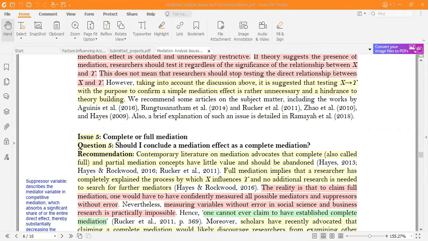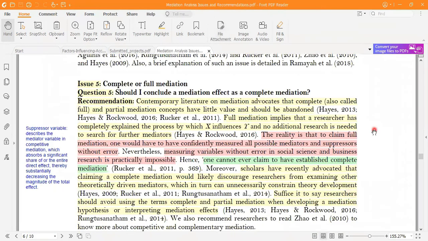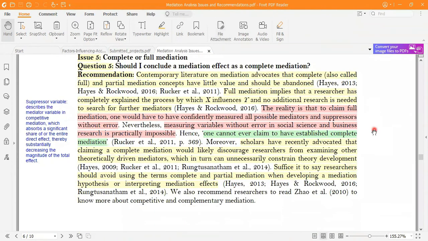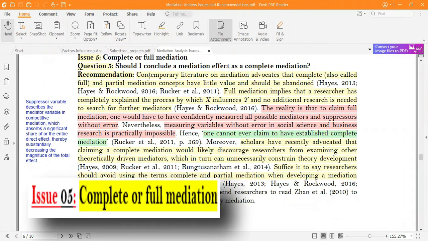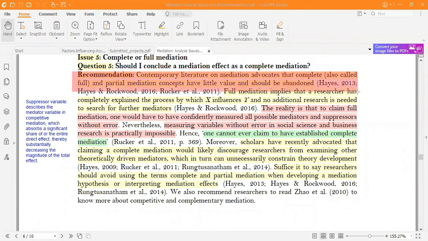Okay. And then we are coming down, and here we are discussing issue number 5, which is complete or full mediation. Again, I think it is a very important issue. Here it is written that the contemporary literature on mediation advocates that the complete, also called full, and partial mediation concepts have little value and should be avoided. That means now we should not talk about complete, full or partial mediation.